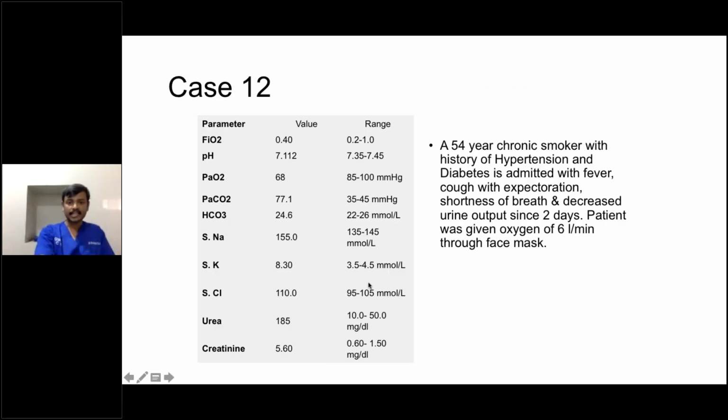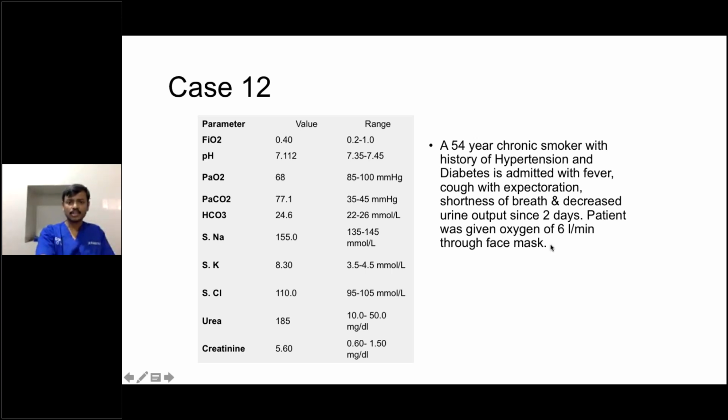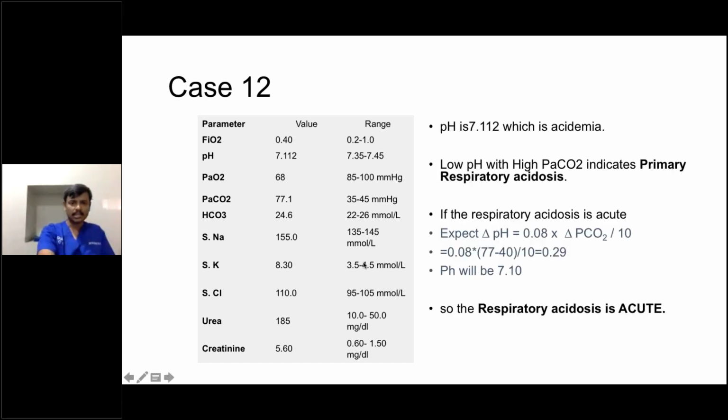So it is another case. Maybe again I'm quoting for metabolic alkalosis. A chronic smoker with hypertension, diabetes, coming with cough and expectoration, decreased urine output. Again, this is a case of both metabolic and respiratory problem. Look at the pH, 7.11. Hypoxemia is there: PO2 is 68, PCO2 is 77. Hypoventilation is happening. pH is 7.11, which is acidosis. Low pH with high PCO2: here comes the primary acidosis.